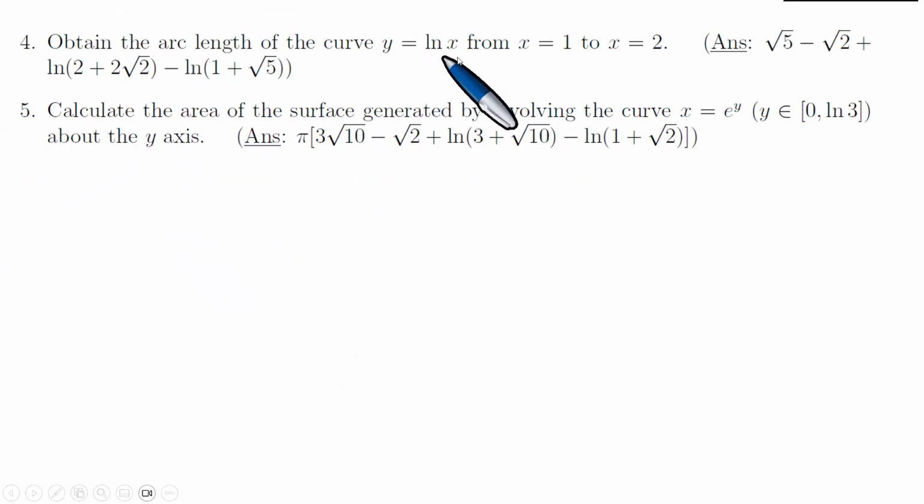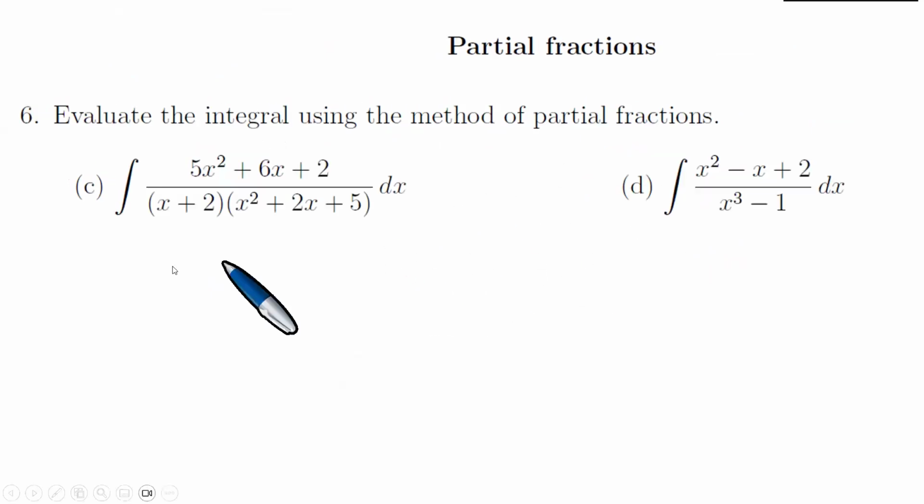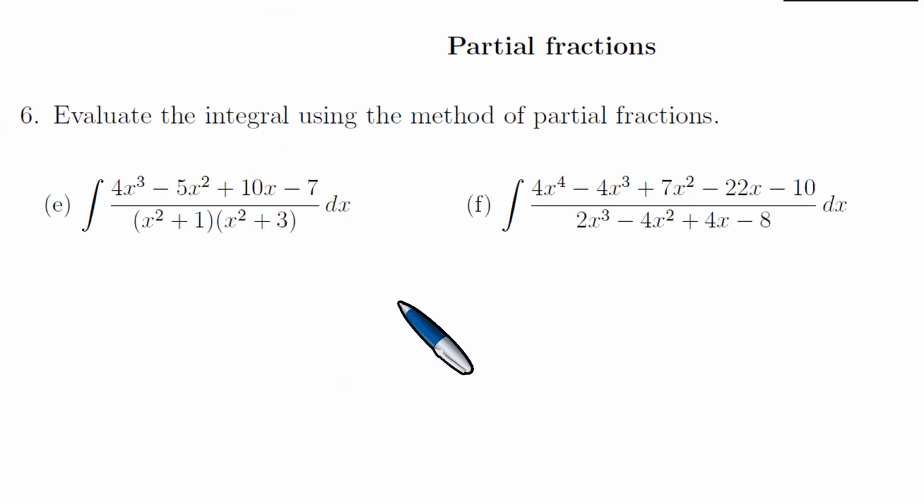We went on to look at the arc length of the ln x. We showed that it is this. The area of the surface of revolution, we showed that it is this. Number 4 and 5 we did. Let's check. We went on to look at the partial fractions, 6a, 6b, we've already done. But now, I depend on you in case you want us to revisit some of this and give them some attention. Like 6c and 6d, 6e and 6f.